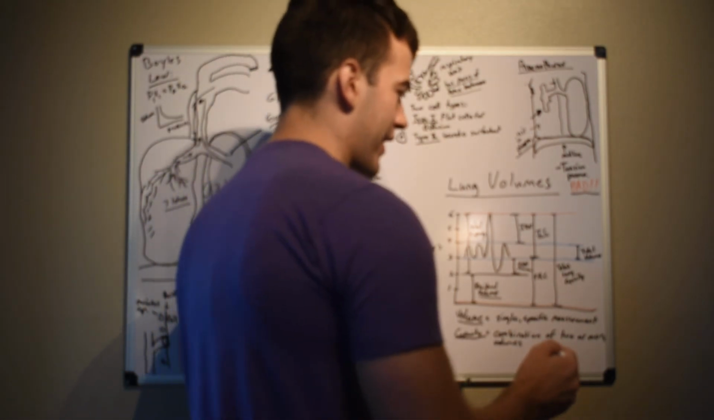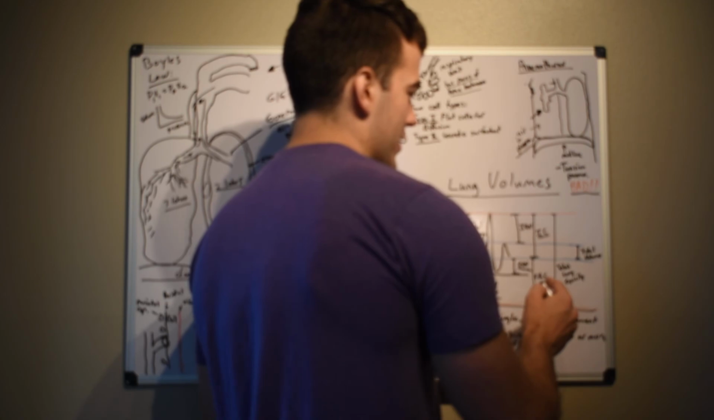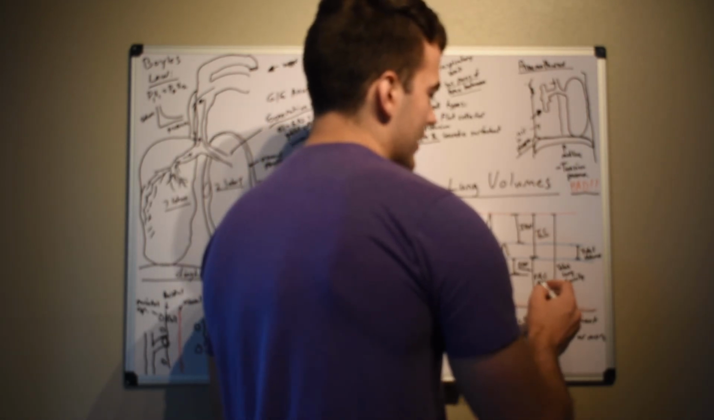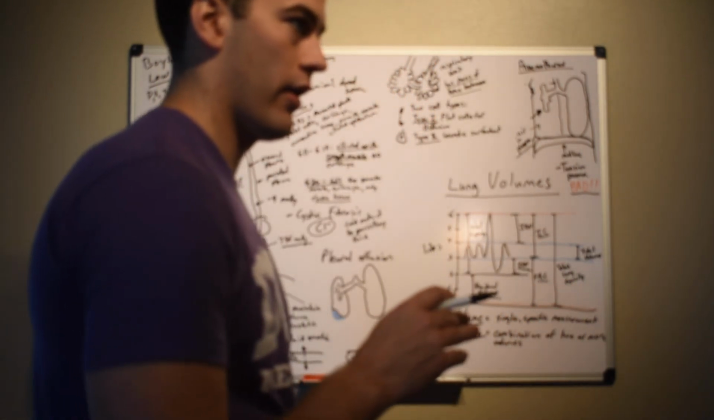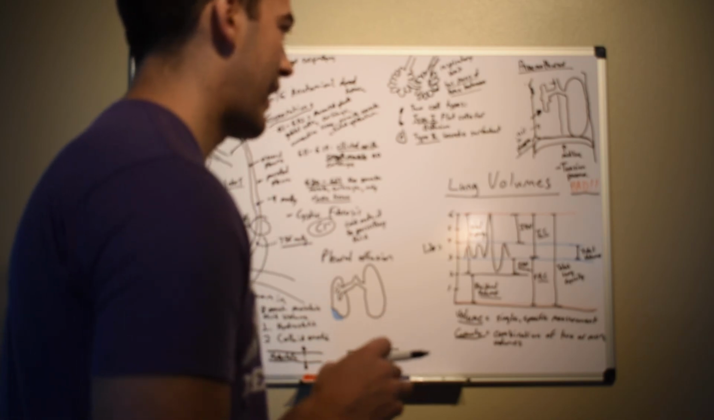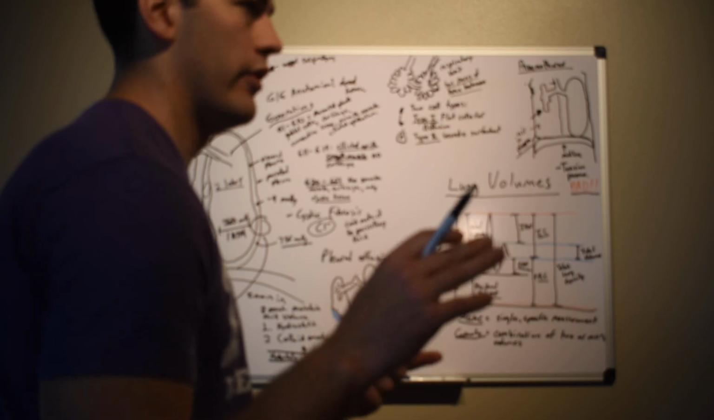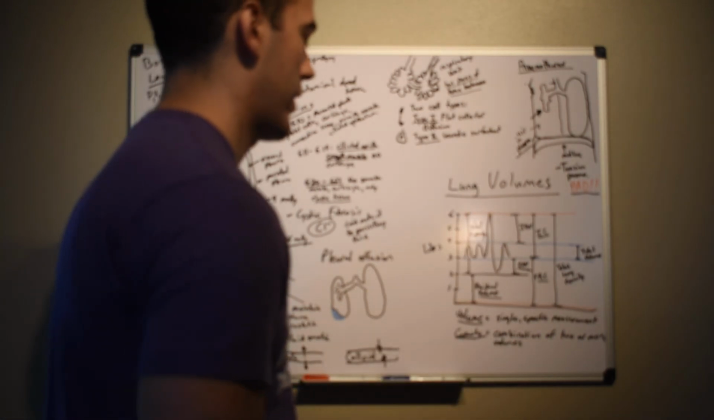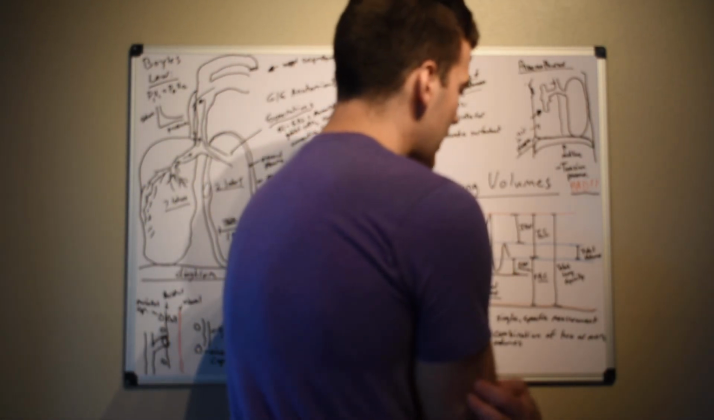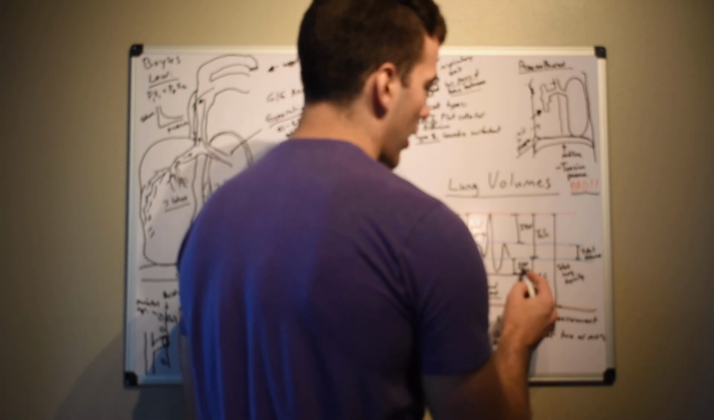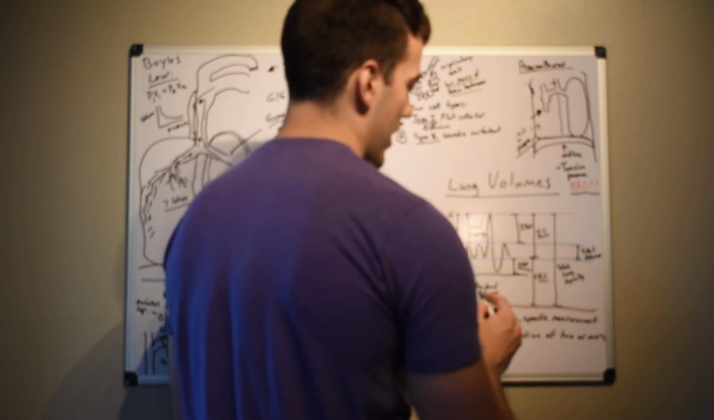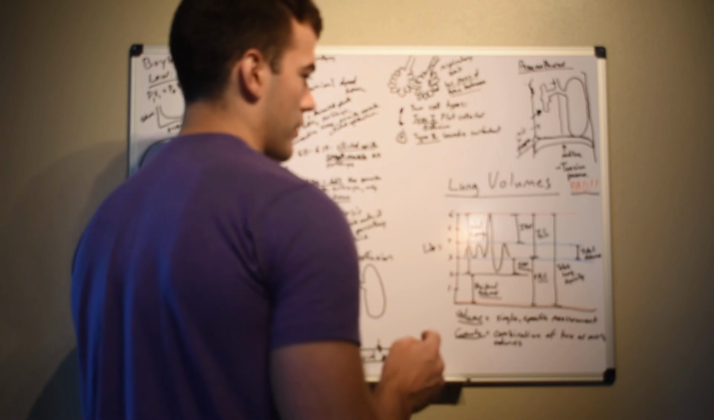And on the flip side of that, we've got our functional residual capacity. This is going to describe the maximum air that is left in our lungs after our normal breath out. Okay? And it's going to include our expiratory reserve volume and our residual volume. All right?